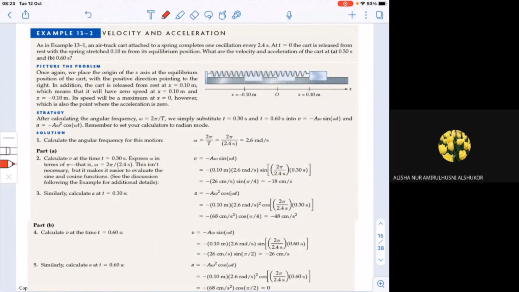So let's look at these examples. The example of 13.1, an air track card. Again, this is an air track. For those who don't know, the air track is a steel platform like this. Looking at this point of view, this is your eye looking.